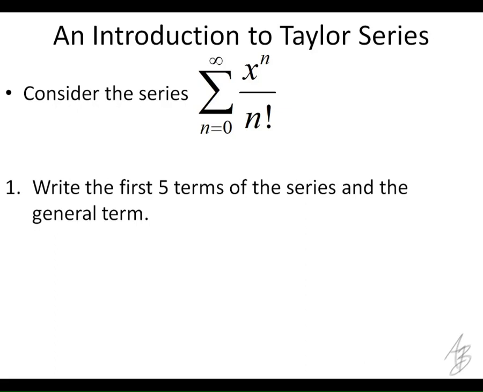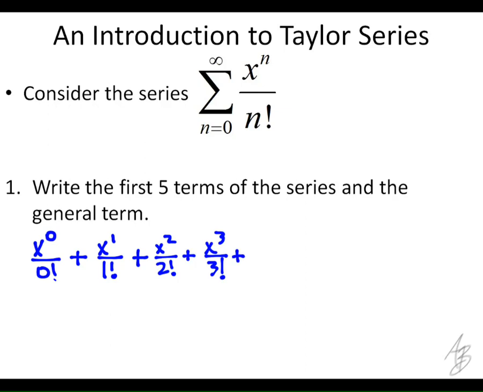and the general term. So when we plug in 0 for the first term, we're going to have x to the 0 over 0 factorial, right? And tell you what, let's just write them all out like this, and then we'll simplify them in a second. Second term, plug in 1, we get what? X to the first over 1 factorial. Plus, third term, sorry, x squared over 2 factorial. Plus x cubed over 3 factorial. Plus, that's 4, we need one more.